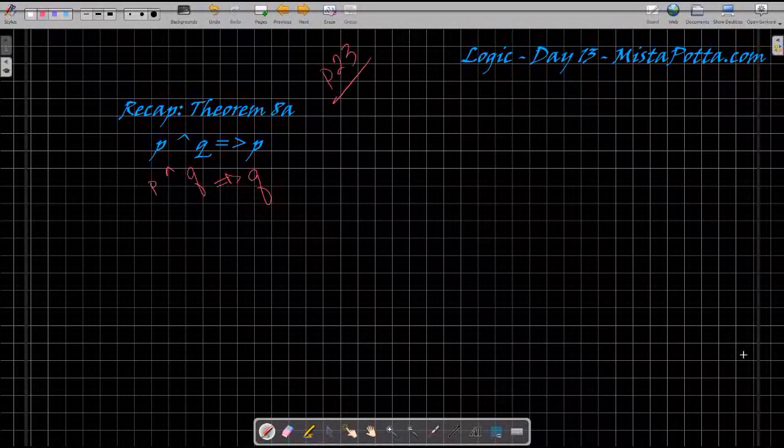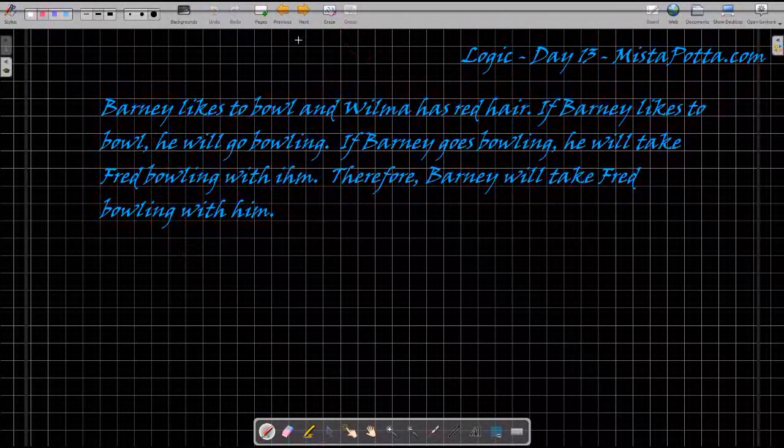So the idea here is when I'm doing a two-column proof and I see a conjunction, I can actually break it up into the two components and use Theorem A as justification for it. And so I want to do a real quick example of a proof like this.